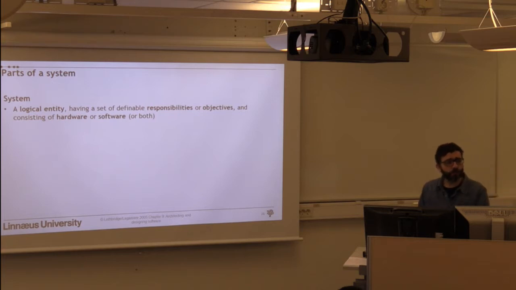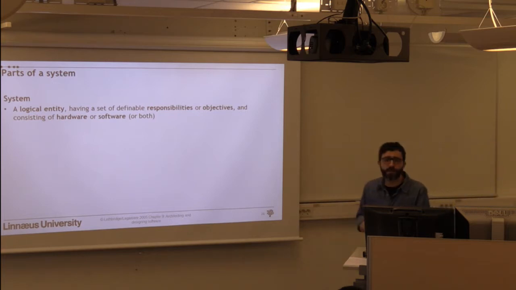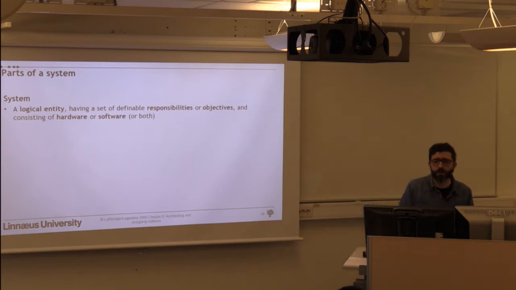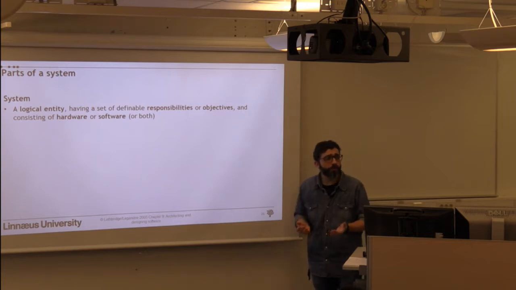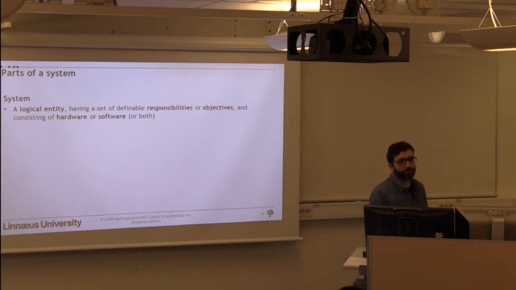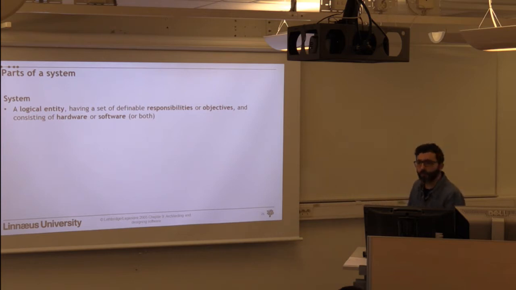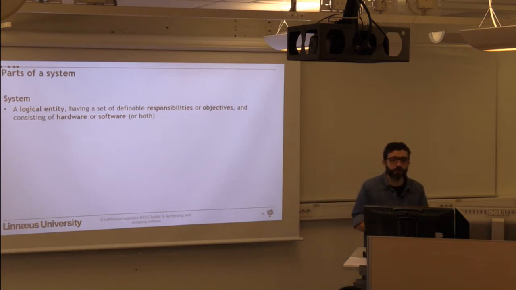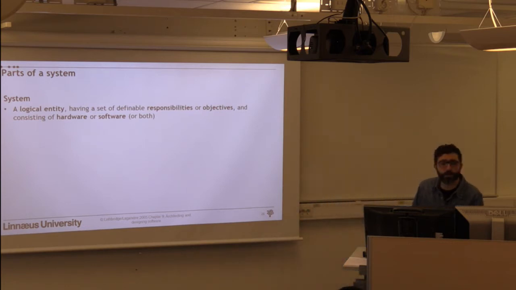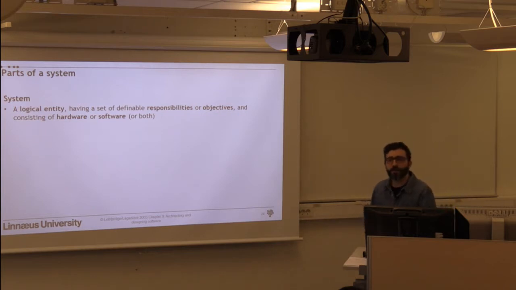So let's start with this divide and conquer. What is a system? A system is a logical entity that has some responsibilities or objectives, and it can be hardware or software or both. It can be a robotic arm that works in a factory, a piece of software managing the users, for example, or software that manages the hardware.